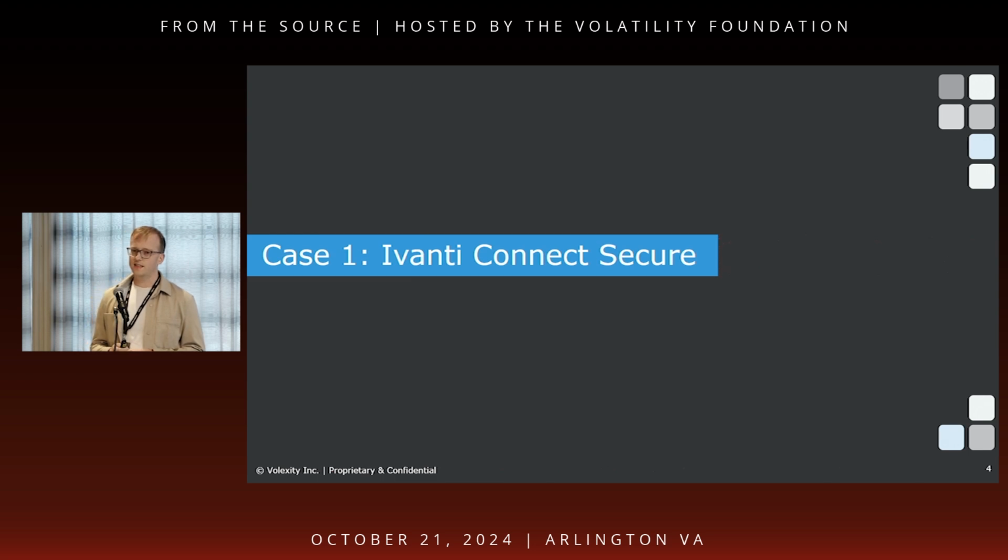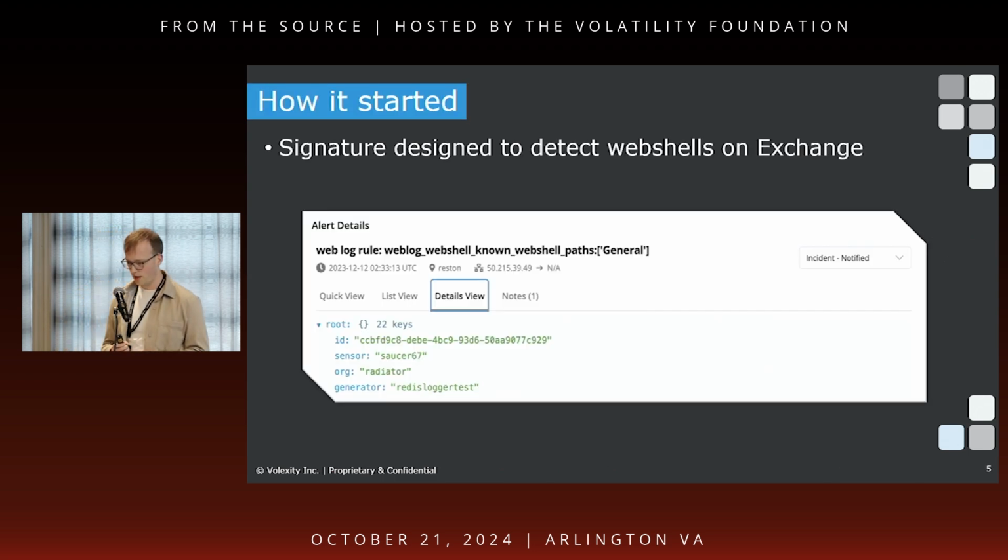So our first case is Ivanti Connect Secure. Like all of the best stories I know, it begins with an alert. This alert was, I believe, the exact same signature that was used for our 2021 discovery on Exchange, which looks for web shells on Exchange servers. That's the whole idea of the rule. The premise of the logic of the rule is that Exchange servers are relatively static. Not a lot changes on the Exchange server.